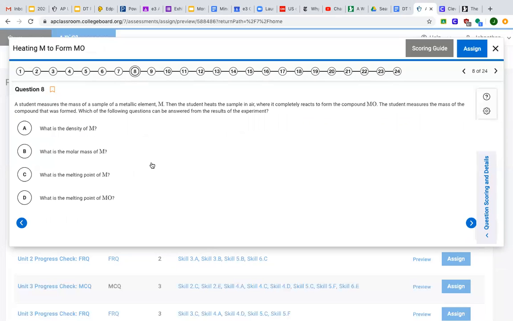Okay. So what do we think here, gentlemen? I'm thinking B. Which one? B. Yeah. Got B as well. Molar mass of M.